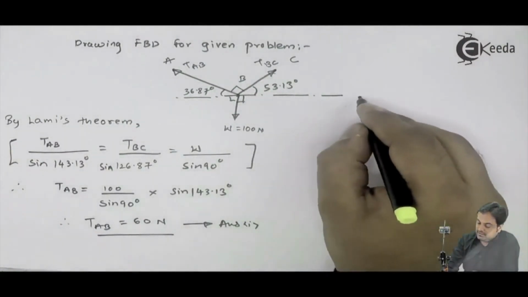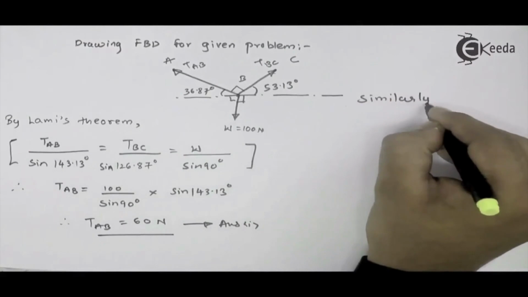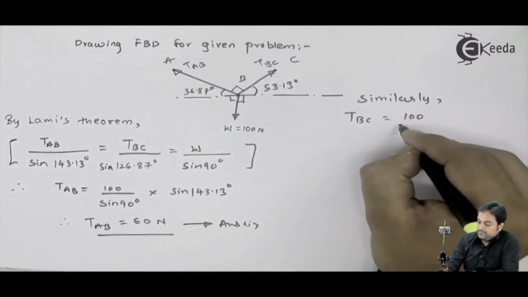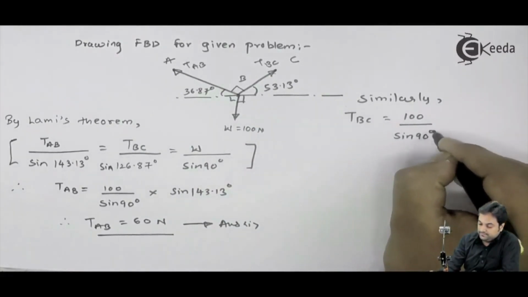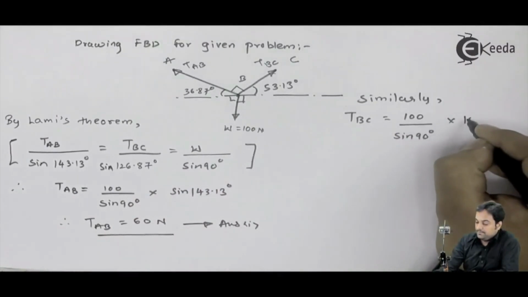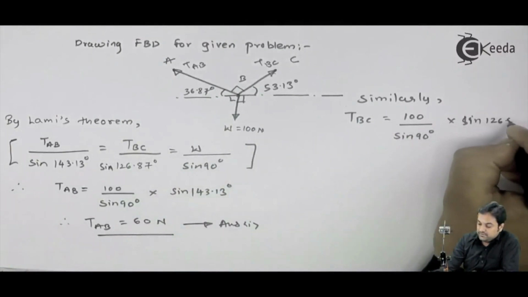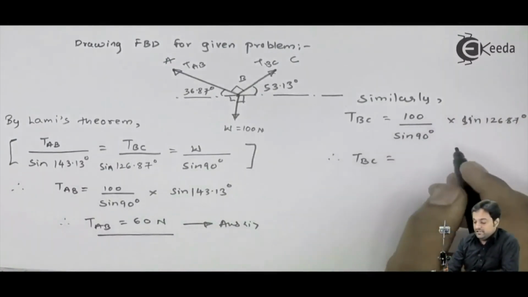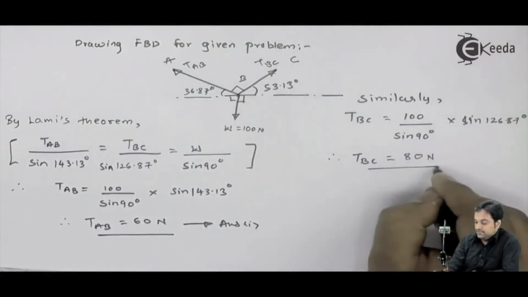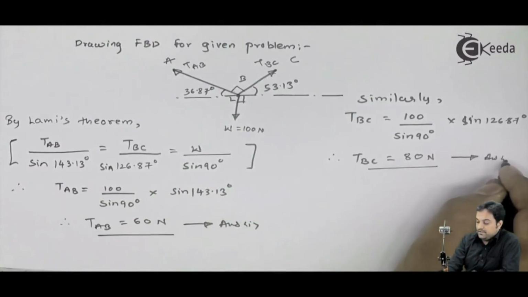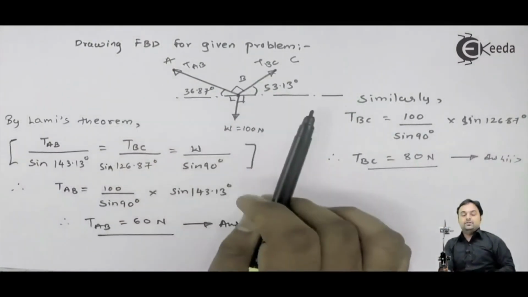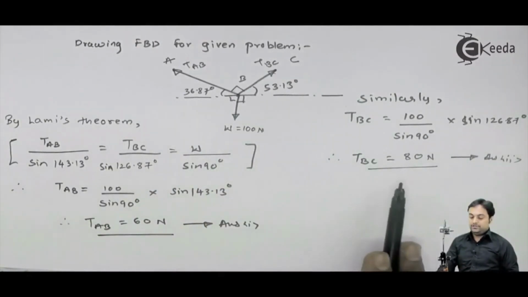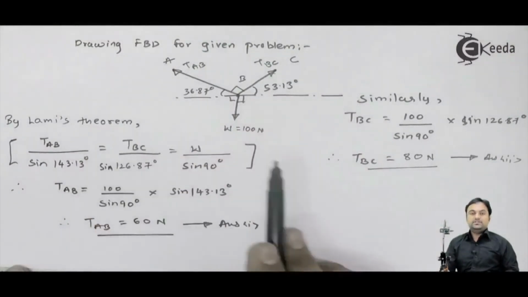And similarly I can say that TBC will be equal to W upon sine 90. W is 100 divided by sine 90 multiplied by sine 126.87 degree. So therefore if I calculate all terms here, I will get my answer of TBC as 80 Newton. That's my second answer. And if I look at the question, there were two things asked: to calculate tension in AB, tension in BC. Tension in AB is 60 Newton, tension in BC is 80 Newton, and with this we complete the problem.